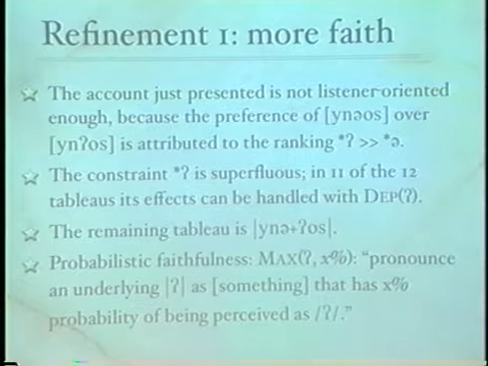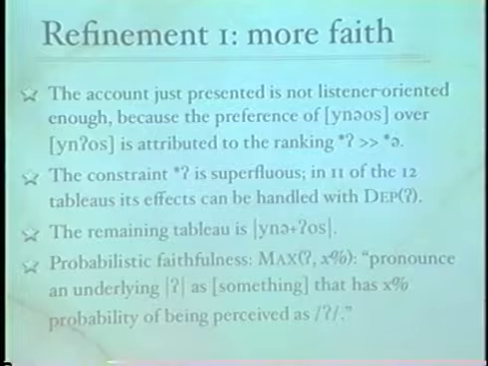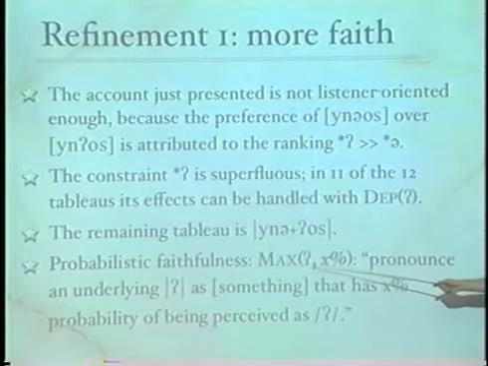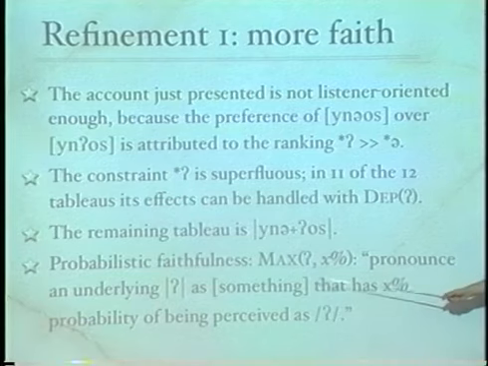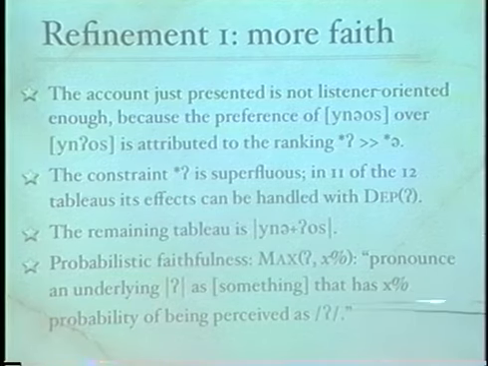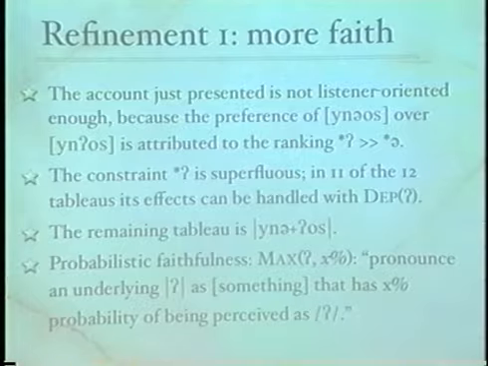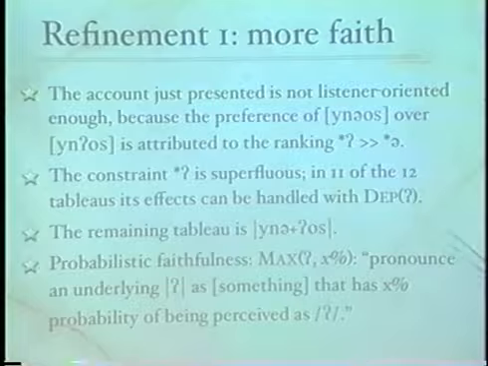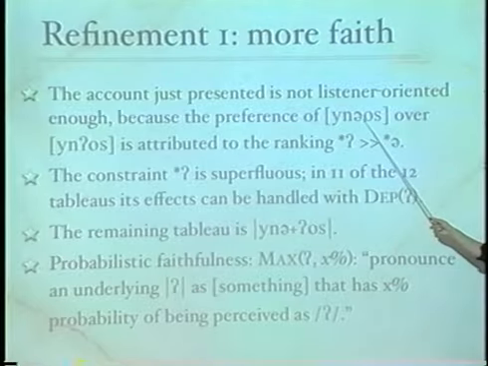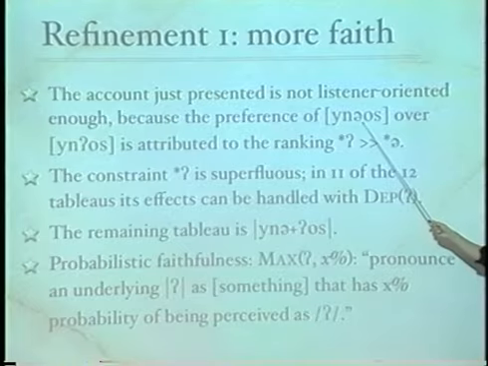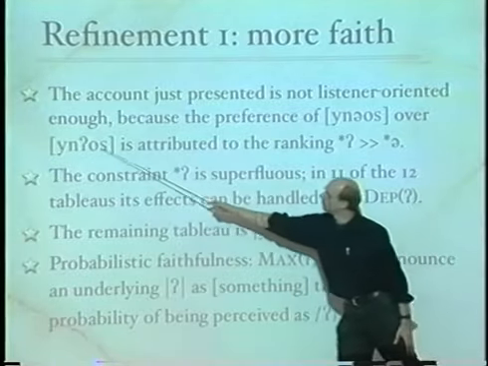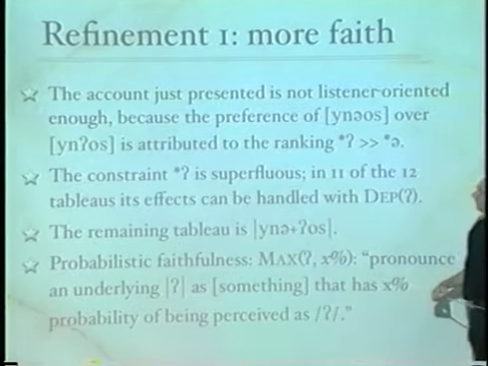So, well, a special kind of listener-oriented constraints are probabilistic faithfulness constraints. They say, for instance, max glottal stop X%. It reads like this: pronounce an underlying glottal stop as something that has X% probability of being perceived as a glottal stop. Yeah, and of course this schwa, this hiatus, has a larger probability of being perceived as a glottal stop than this actual bit of creak there has.